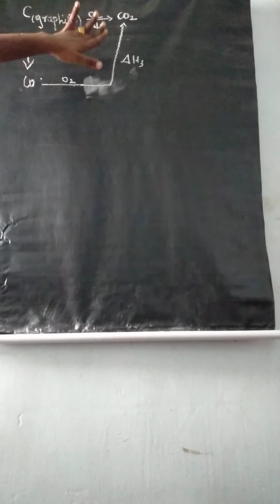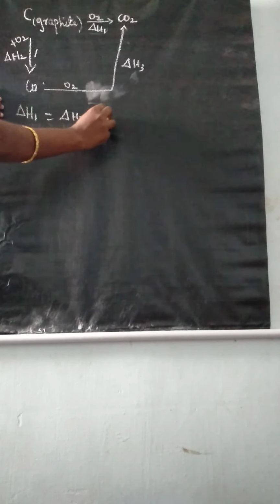Understand? So listen. You consider the example carbon. This carbon is oxidized to form carbon dioxide and carbon monoxide. This carbon monoxide is also oxidized to form carbon dioxide. This is a multiple step reaction. Here delta H1, delta H2, delta H3. Here we are going to calculate this delta H1. This delta H1 value and these two values are the same, so you can write delta H2 plus delta H3.